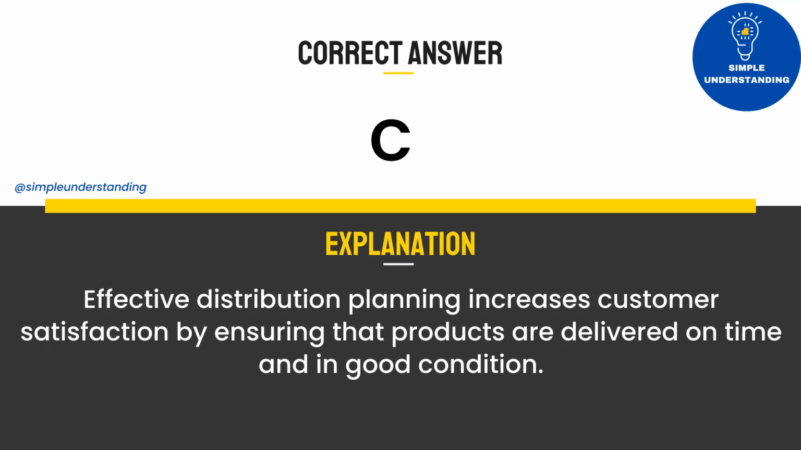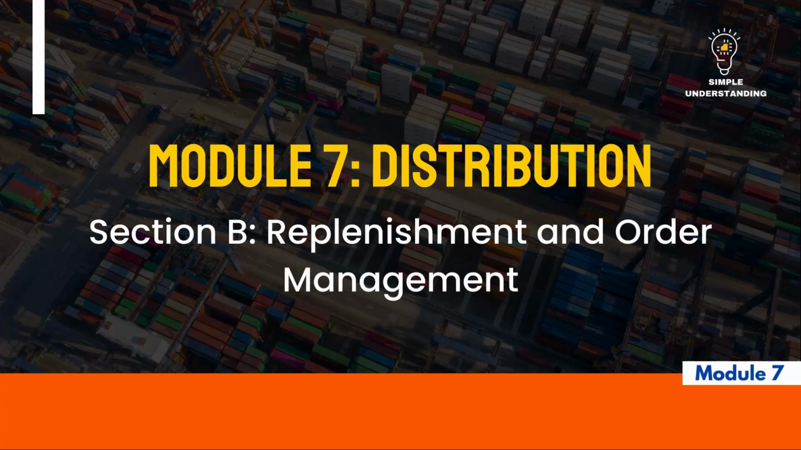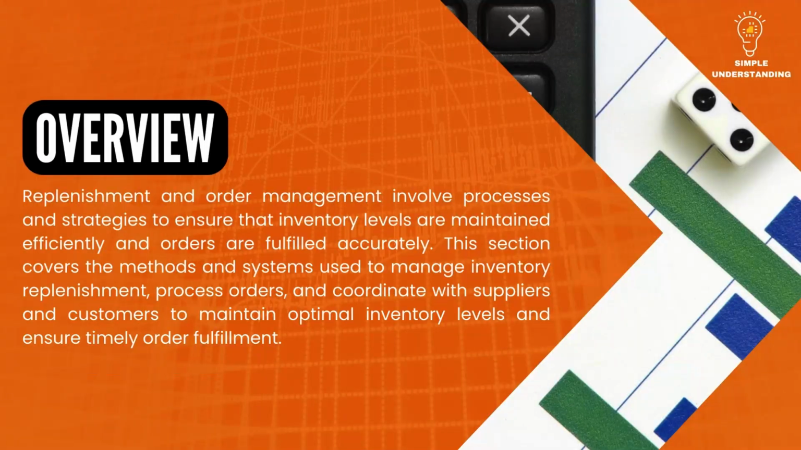Effective distribution planning increases customer satisfaction by ensuring that products are delivered on time and in good condition. Section B. Replenishment and Order Management. Overview. Replenishment and order management involve processes and strategies to ensure that inventory levels are maintained efficiently and orders are fulfilled accurately. This section covers the methods and systems used to manage inventory replenishment, process orders, and coordinate with suppliers and customers to maintain optimal inventory levels and ensure timely order fulfillment.